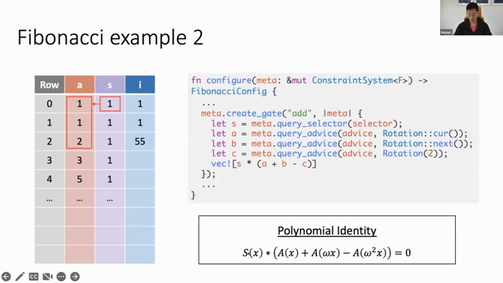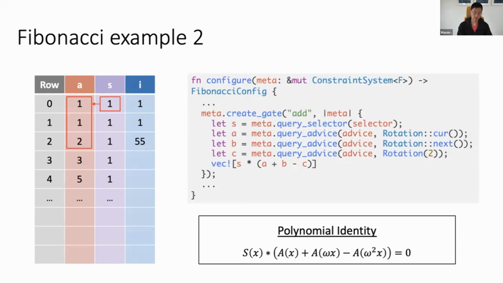Even though the rest is the same, the polynomial identity that we've written here is actually different. It's A of X plus A of omega X minus A of omega squared times X, and then that times the selector is 0. The benefit here is that now I don't have to enable the equality checks, and I've saved 2 advice columns.